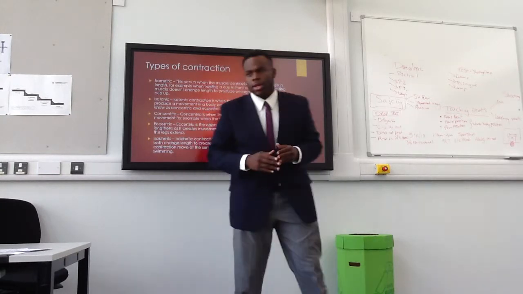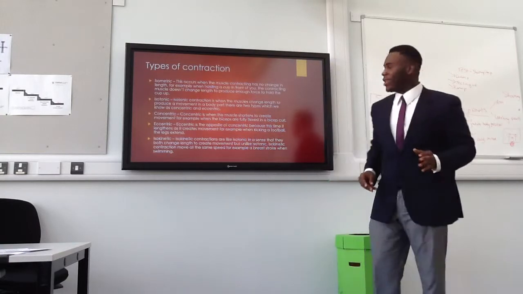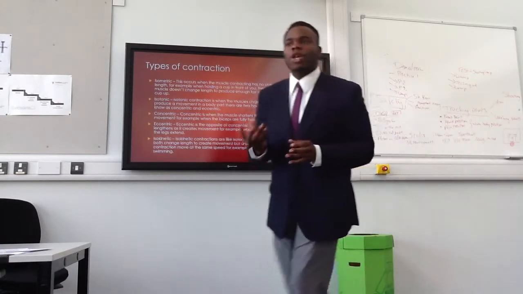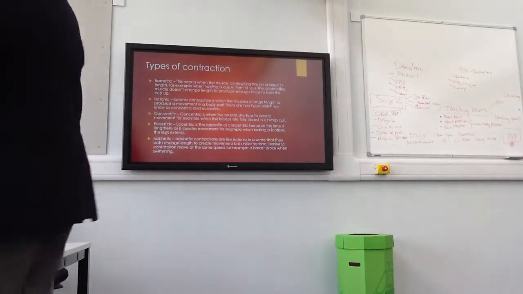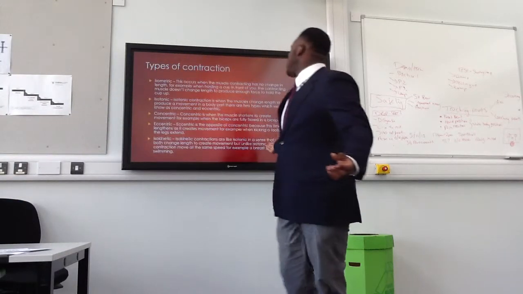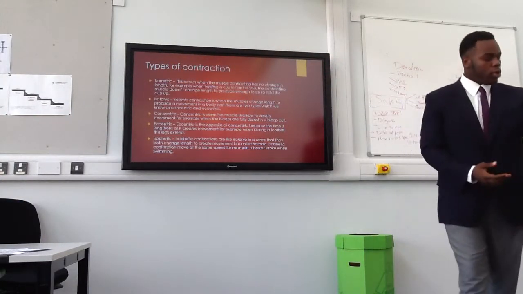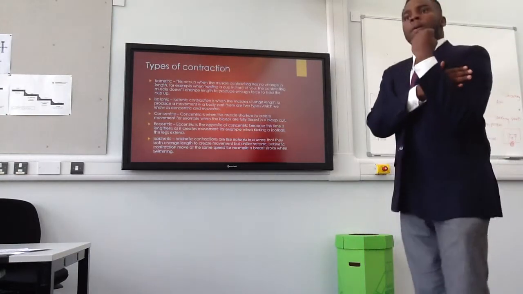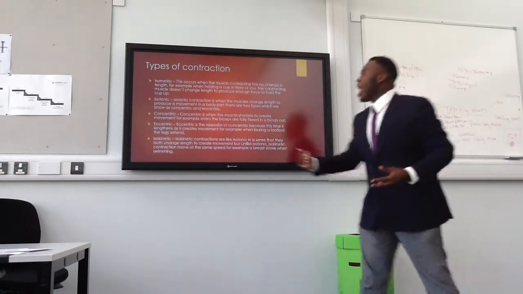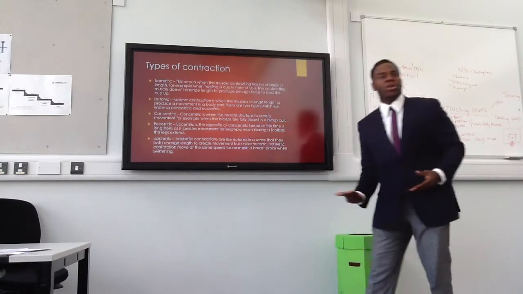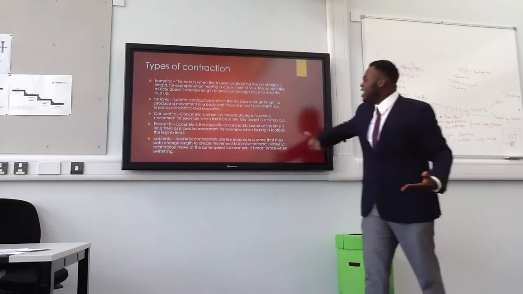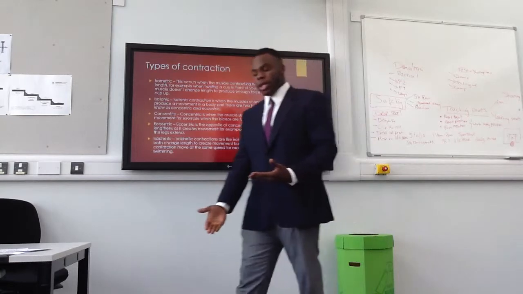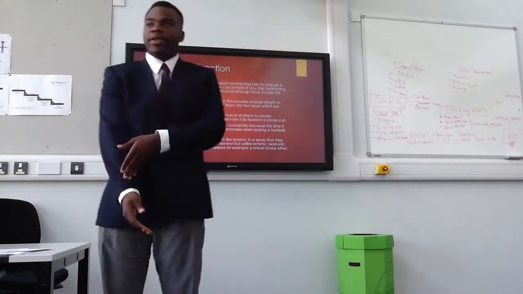Now, the concentric is when the muscle shortens to create movement. For example, in a bicep curl, you see that the bicep shortened to create that movement. But on the other hand, we have eccentric, which is the opposite of concentric. Now, eccentric is when the muscles lengthen to create movement.